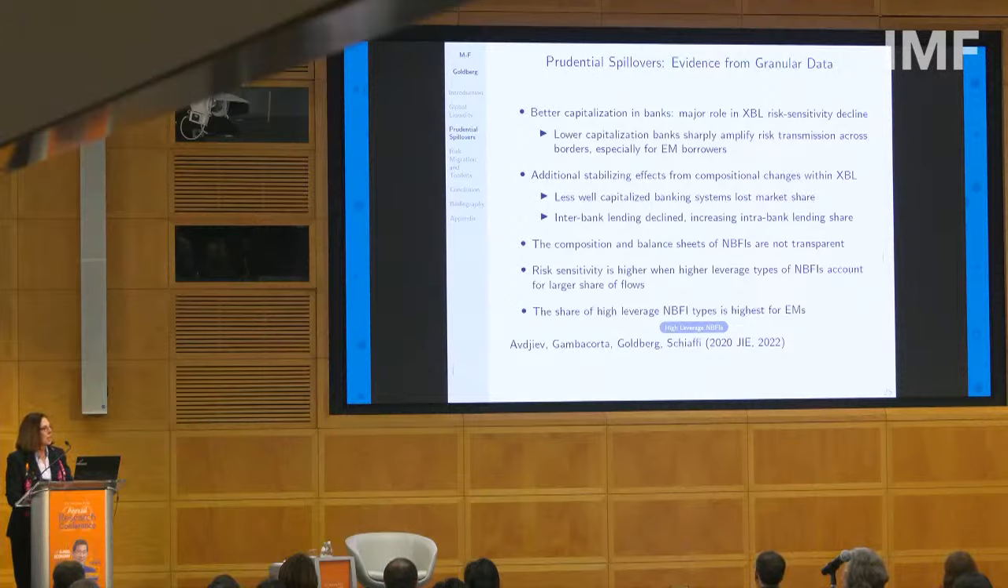Better capitalization in banks is the majority contributor to less risk-sensitive cross-border lending. The amplitude of risk transmission across borders is sharply magnified through banks that are less well capitalized. The role of bank capitalization shows as particularly important for emerging market borrowers.